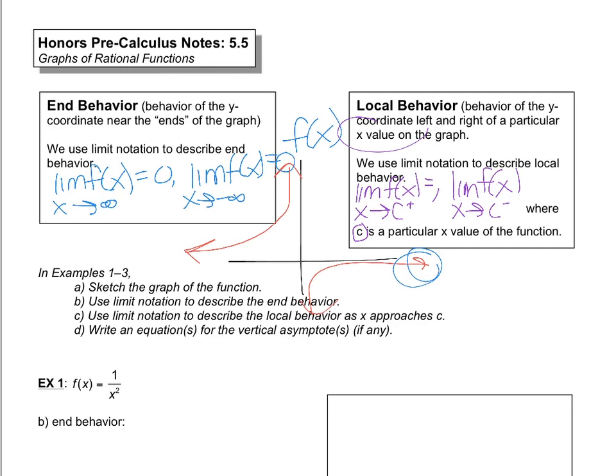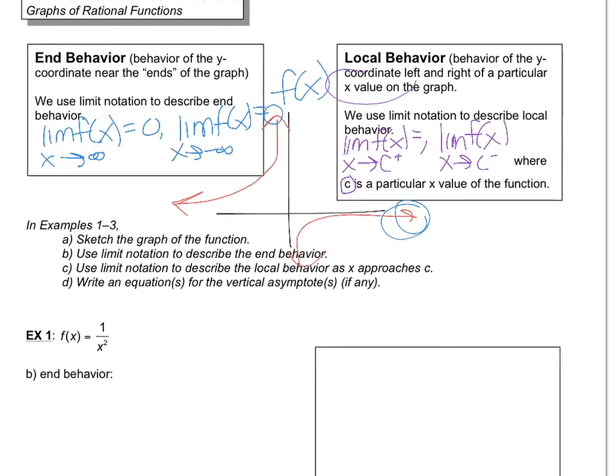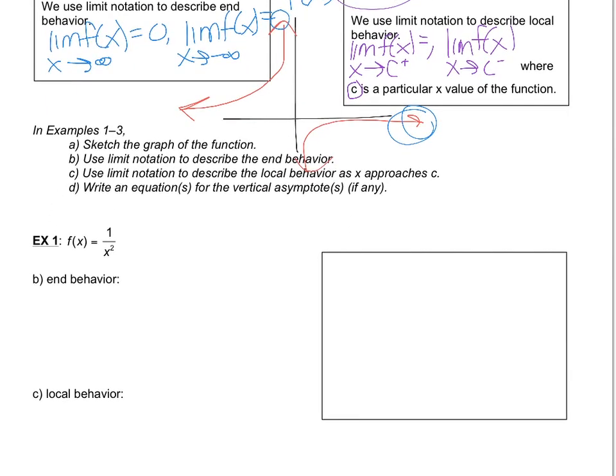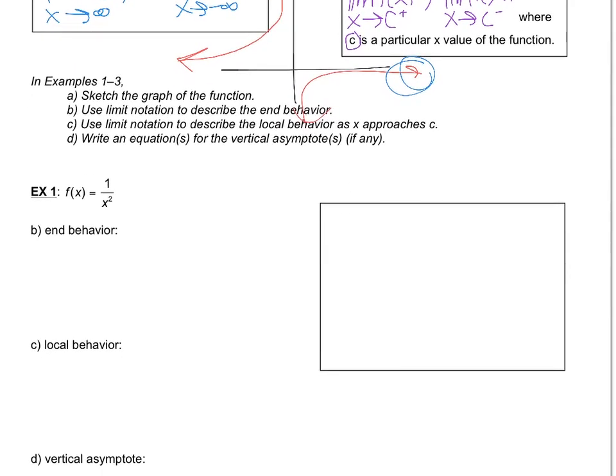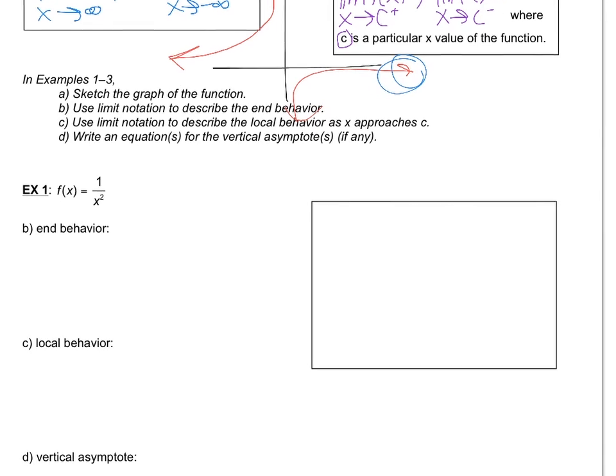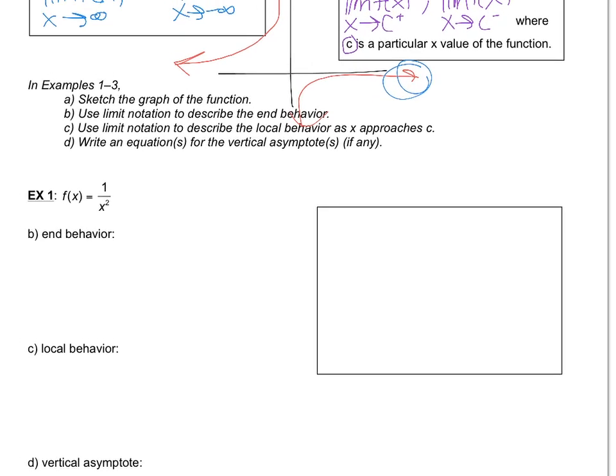So these next few examples are just going to help us get into practice of describing end behavior and local behavior. So in each of these next 3 examples, we're going to sketch the graph. We're going to use limit notation to describe end behavior and local behavior, and then talk about the vertical asymptotes. So in this first example, 1 over x squared, I would definitely encourage you to pause the video, graph it on your own graphing calculator just so that you guys are getting that regular practice, and sketch a graph in the box.